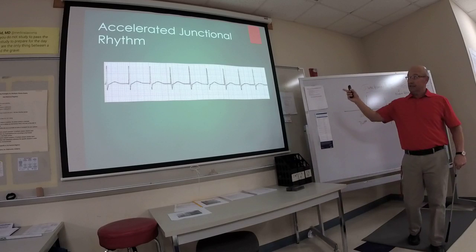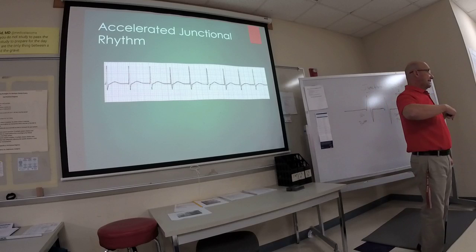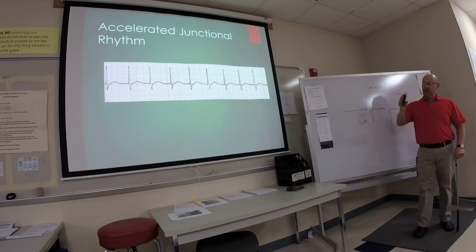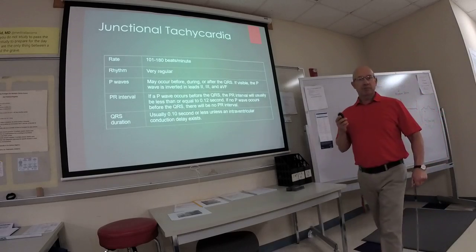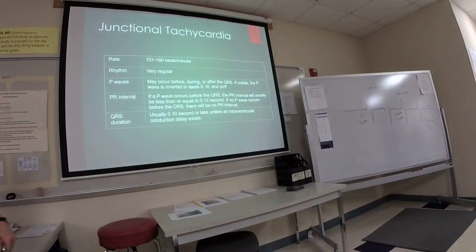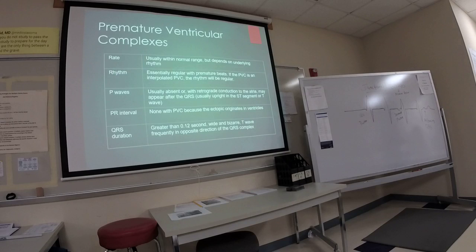So the underlying rhythm would be an accelerated junctional rhythm or junctional rhythm with a PAC. Does that make sense? So you have to look at the whole rhythm, make sure there's not any premature beats there. Because when we talk about PVCs in a minute, or ventricular rhythms, there could be a PVC there. They pop up.